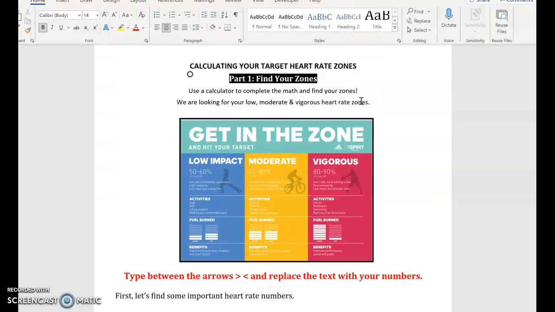Okay, from here, you're going to use a calculator to complete the math and find your zones. We're looking for the low, moderate, and vigorous heart rate zones, and here's your photo of the low, moderate, and vigorous zones. You will see that the low impact zone is 50 to 60% of your max heart rate. The moderate is 60 to 80% of your max heart rate, and the vigorous zone is 80 to 90% of your max heart rate.